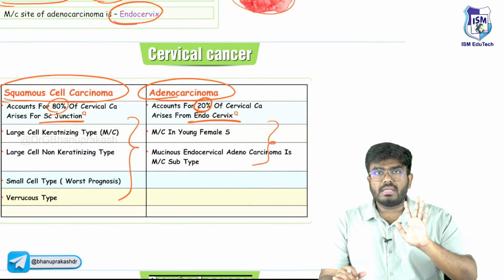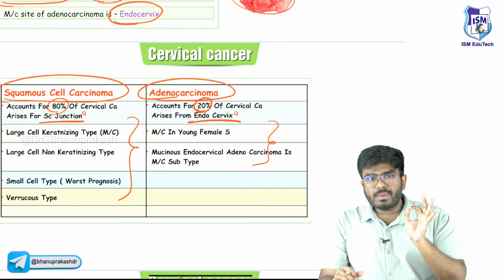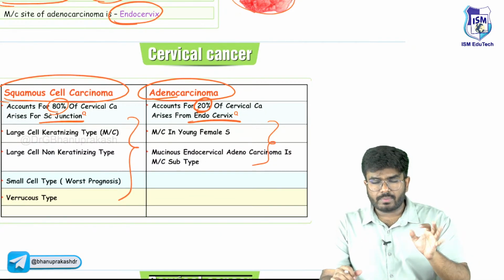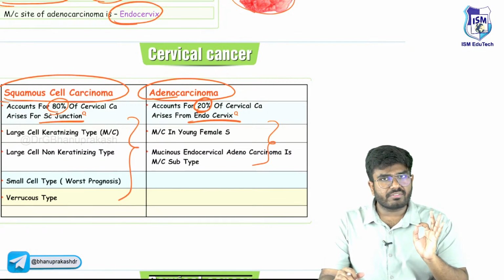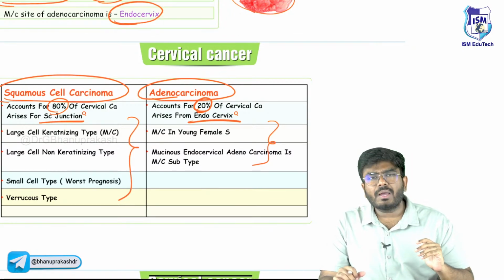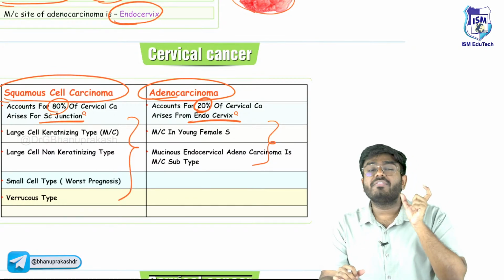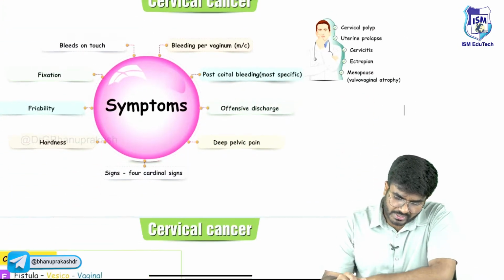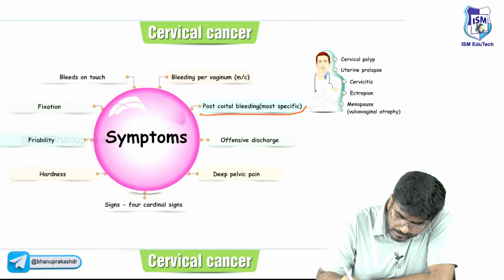Next, other important points which I want you to know. What are the most specific findings? Imagine there is a female who is having cervical cancer. What are the complaints she is going to have? The most specific complaint, one complaint is there. Let me tell you what exactly it is. See, it's post-coital bleeding.